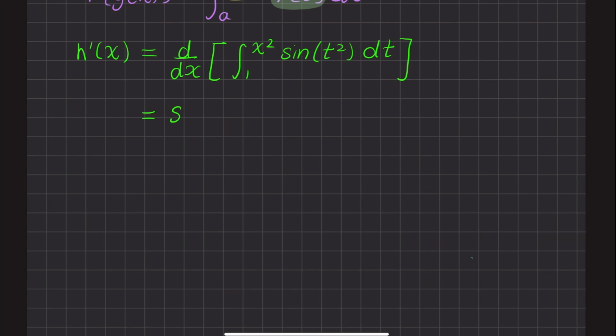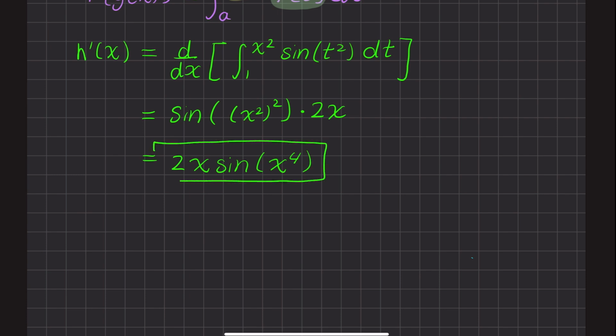We end up getting sine of x squared squared, so big F prime of g of x, times the derivative of g of x. Well, g of x is x squared, so the derivative is 2x. And we can rewrite this into 2x times sine of x to the 4th, since x squared squared gives us x to the 4th. And this is going to be our derivative of h of x.